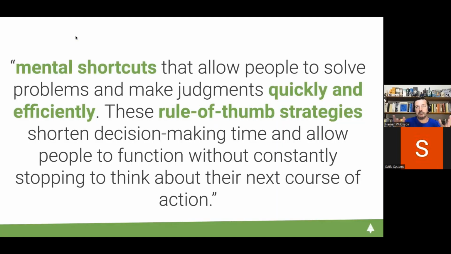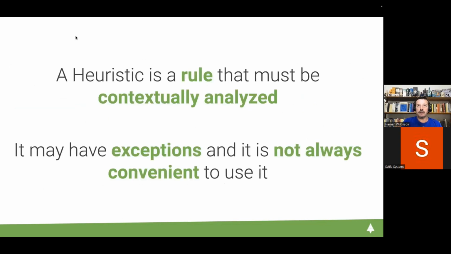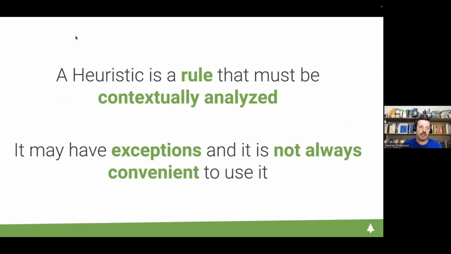What's a heuristic? There are different definitions, but we can say that it's a mental shortcut that allows people to solve problems and make judgments quickly and efficiently. This rule-of-thumb strategy shortens decision-making time and allows people to function without constantly stopping to think about their next course of action. That's basically the common definition of heuristic. But in our context, I like to think of a heuristic as a rule that must be contextually analyzed. So it's like a rule or a principle that is not always valid, and you have to analyze it and think about it every time, or most of the time, you use it. Therefore, it may have exceptions, and it's not always convenient to use it.